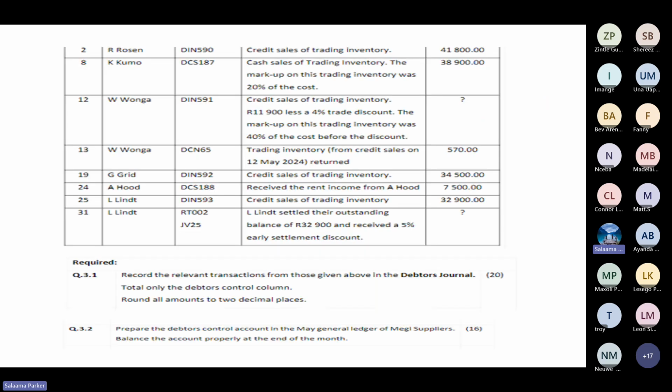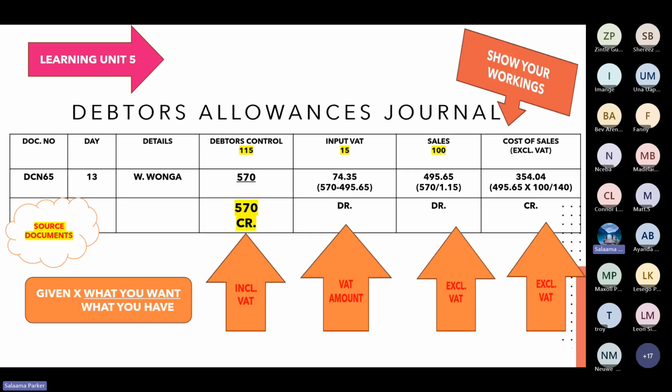Okay. Now the next step is we now needed to do the last transaction. We've done cash book receipts, we've done the debtors journal, we now need to look at our debtors allowances journal. Okay, so here's our debtors allowance. We only had one transaction that we needed to record in our debtors allowance.